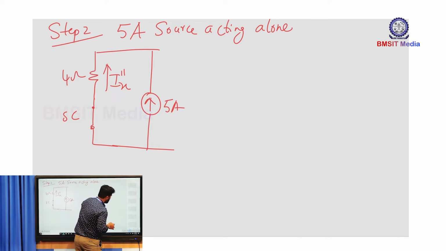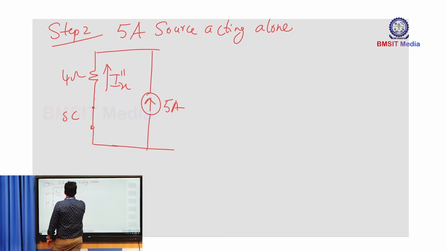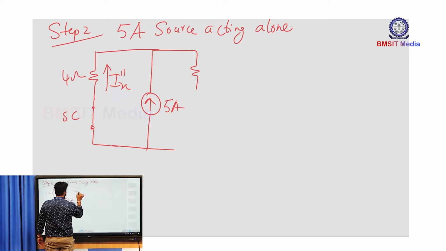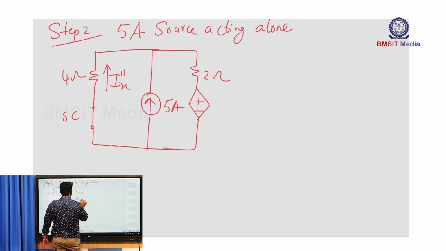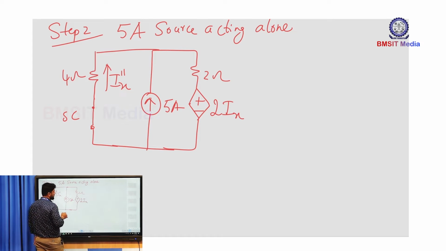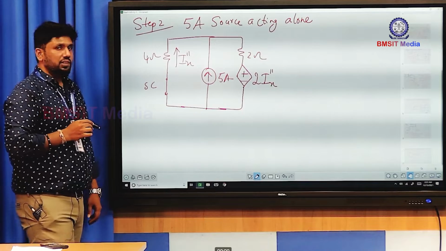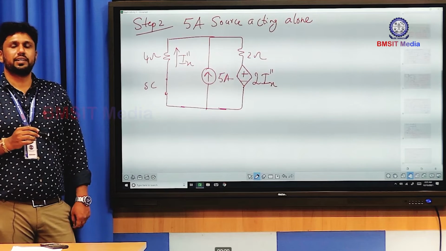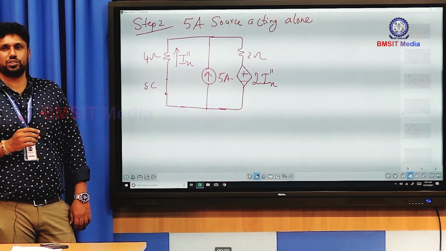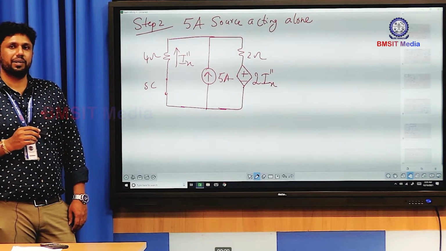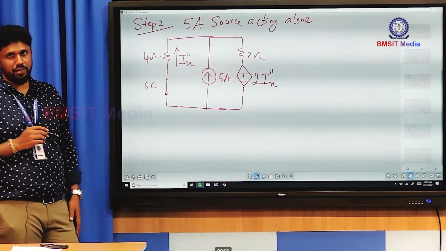And the other part of the circuit is a 2 ohm resistance in series with your dependent source, plus minus, whose value was 2 Ix. Now I have changed the variable to Ix double dash, so this also becomes 2 Ix double dash. So this is the simplified network when I consider only the 5 ampere current source acting alone. Your main aim is to find Ix double dash.